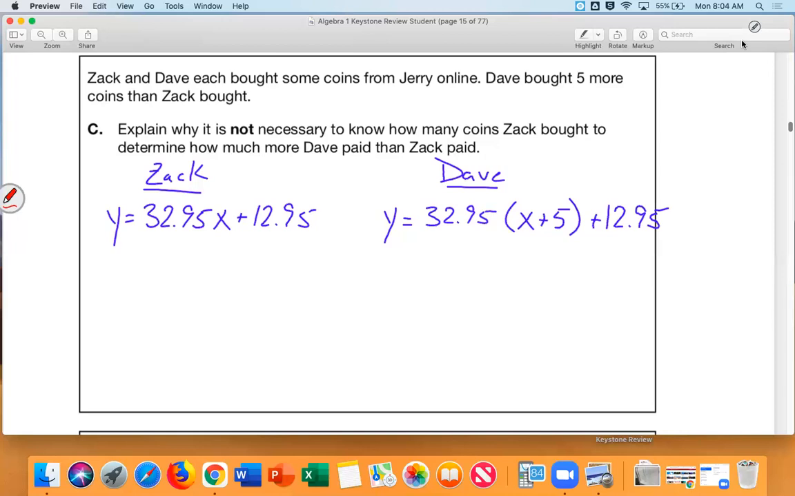What I can do is distribute this 32.95 to this. So I have Y equals 32.95X, and then I need to know what 32.95 times 5 is. Because I don't have a calculator on me, do you have a calculator? Oh, you might want to use it. You got one? All right. So do 32.95 times 5. I'm kind of thinking that's 165 minus 25 cents. So I'm thinking 164.75.